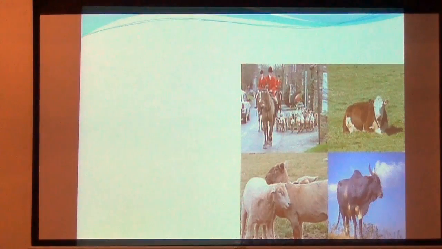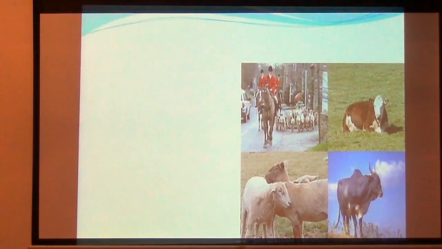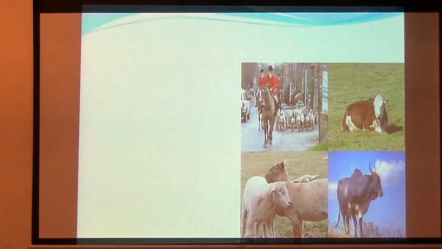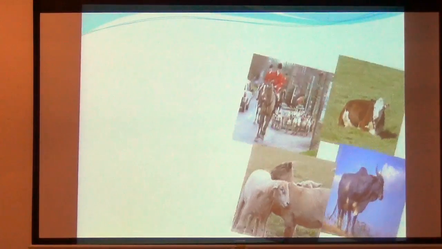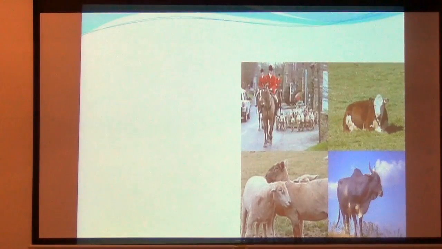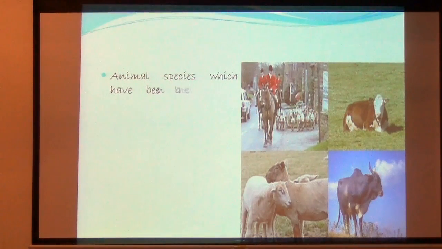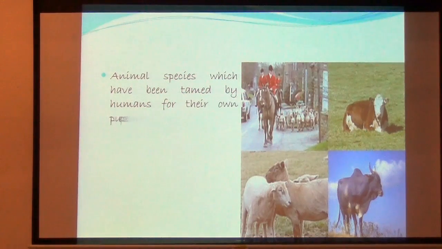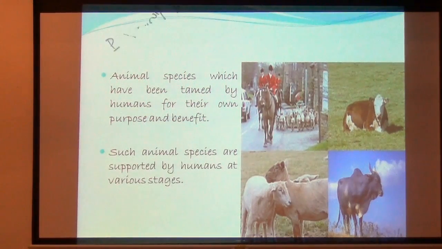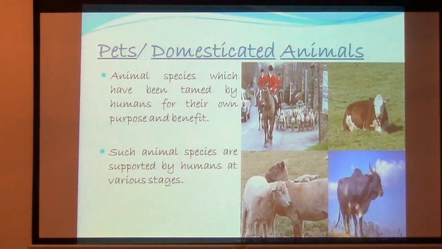They cannot be described as wildlife. They cannot be described as wild animals. These are the animal species that man has tamed from the natural environment for his use and benefit. Animal species which have been tamed by man for his own purpose and benefit, we refer to as pets or domesticated animals. Such animals require our support, and have been supported by mankind.